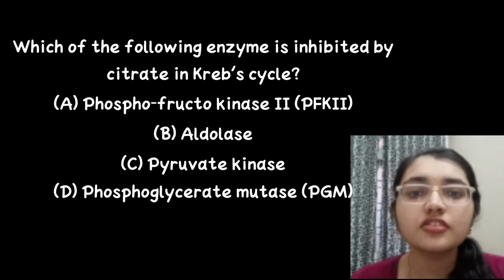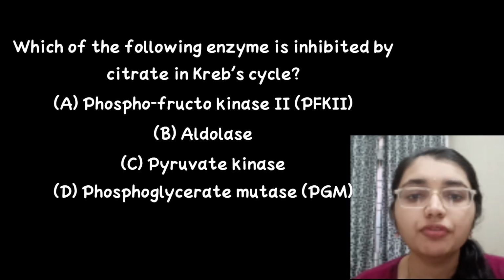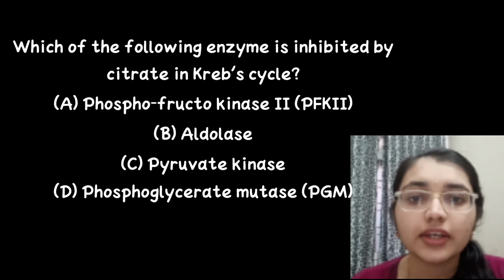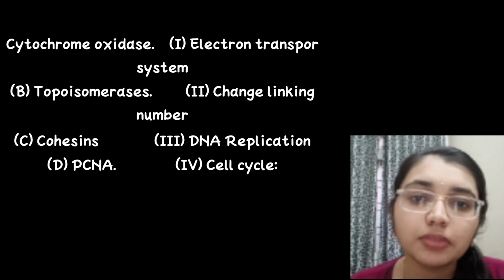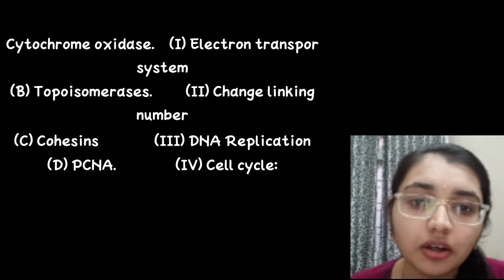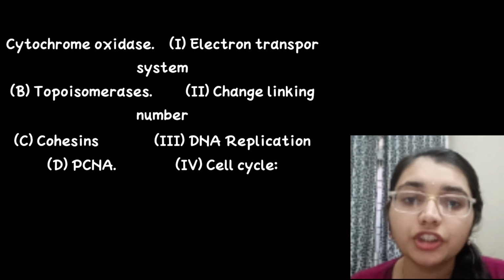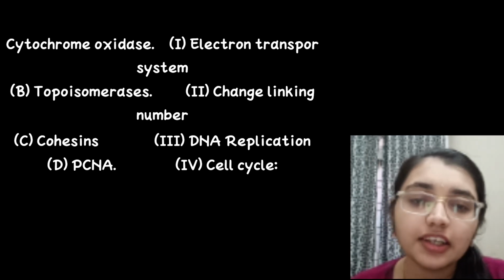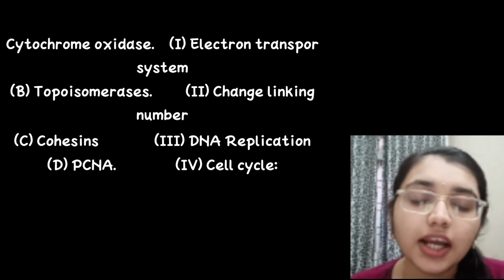Here, a list of enzymes and functions are given, and we have to tell the correct matches. So cytochrome oxidase, topoisomerase, cohesin and PCNA. What is PCNA? Proliferating cell nuclear antigen. It is a protein that is associated with which one of the following? Cell cycle, electron transport system, charge linking number, and DNA replication.